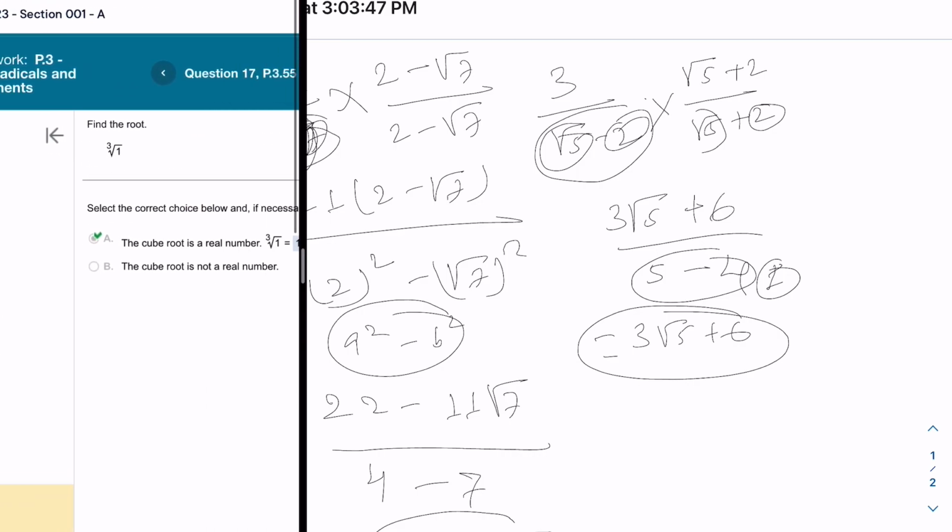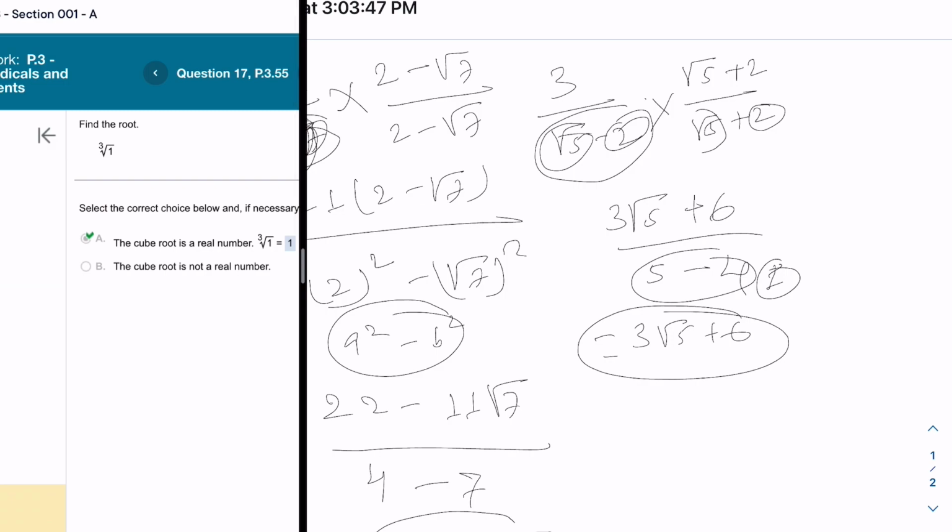Okay, question number 17 is find the root. So look, till now we have tackled the square root, but now our question is a cube root. So how can we get this out of the cube root? This has a cube on it. So how can we write this term? We can write 1 as 1 cubed, 1 to the 4, 1 to the 5, all the answers are 1, right? Now the 3 will be eliminated, then 1 is the answer.